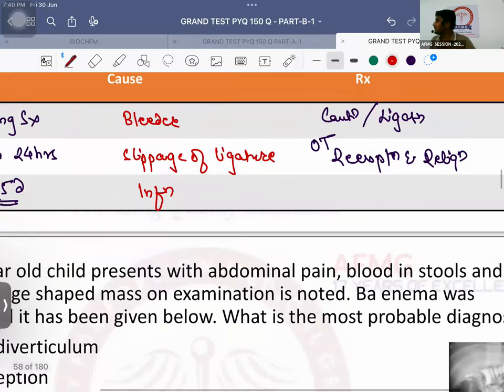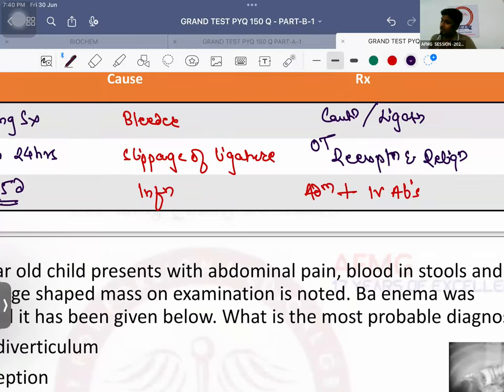And if the patient comes with secondary hemorrhage, the cause is infection. So treatment will be obvious: antibiotics, IV or oral. For IV antibiotics, always admit the patient.